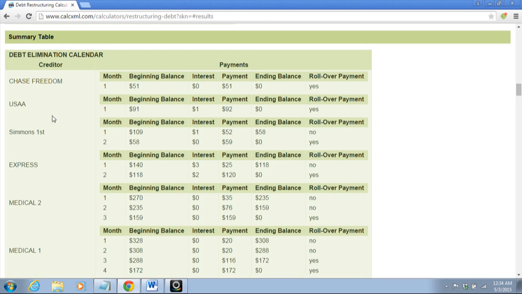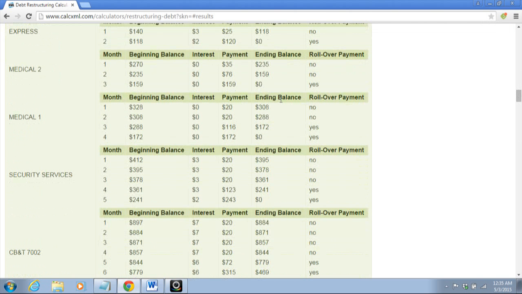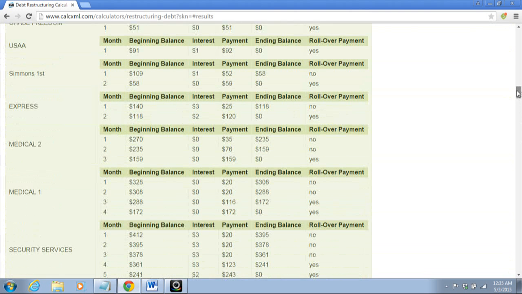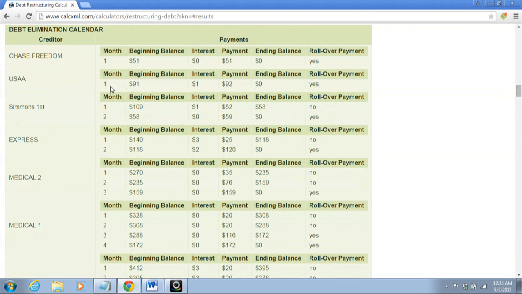Okay. With the Simmons first, whatever that one is, beginning balance is $109. You make a payment of $52. It leaves an ending balance of $58. So you look for each one of the month ones, and you go ahead and do that. All right. So once you go through all the month ones, when month 2 comes, you already cleared that out, so you don't have to worry about any month twos there. Then you look at Simmons, that's month two. You're able to go ahead and pay that off. Folks, that's done.